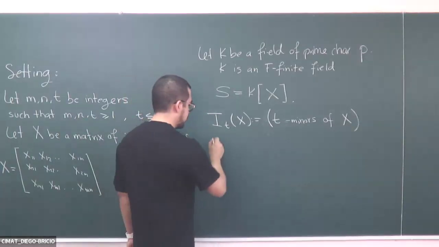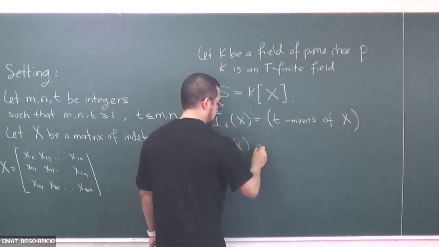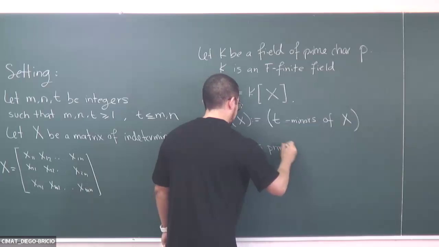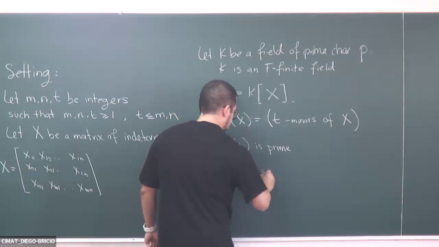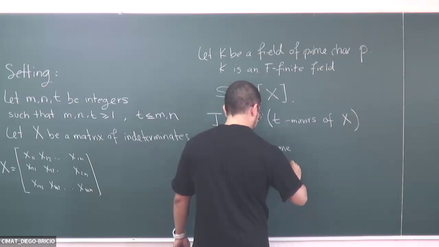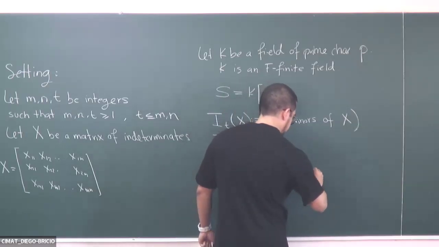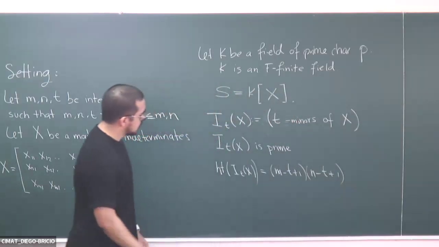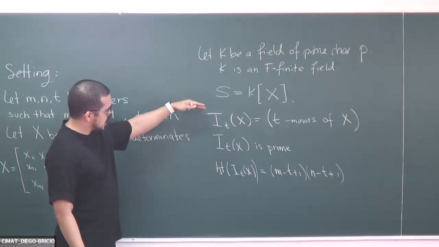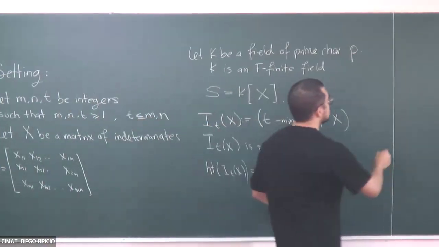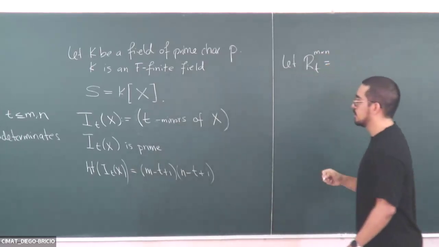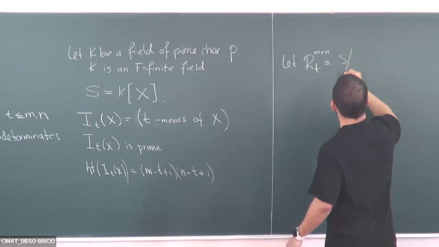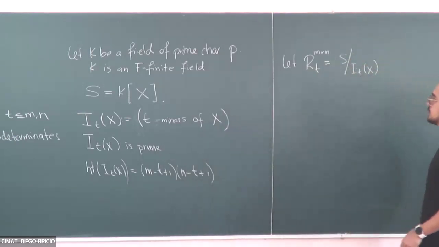Okay, so it turns out that this ideal is prime. Its height is given by (m minus t plus 1) times (n minus t plus 1). And so, since this is a nice ideal of S, we can form the quotient, S modulo this ideal. And this is what we're going to call the determinantal ring.